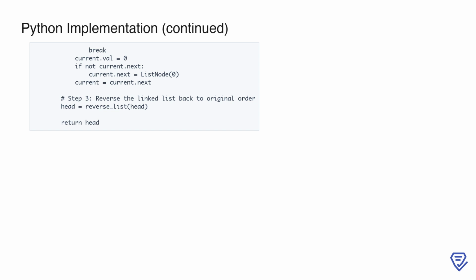Once the addition is complete, the final step is to reverse the linked list back to its original order using the reverse_list function again. This restores the structure of the list so that the most significant digit is at the head. Finally, we return the modified linked list, which now represents the incremented number in its original order.